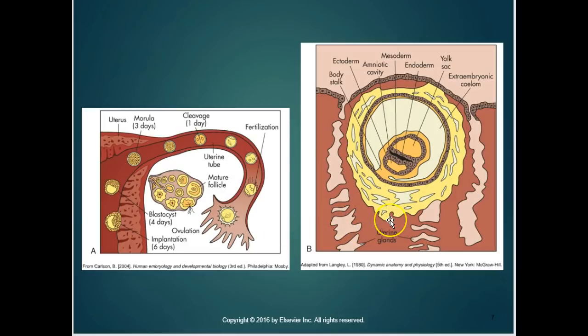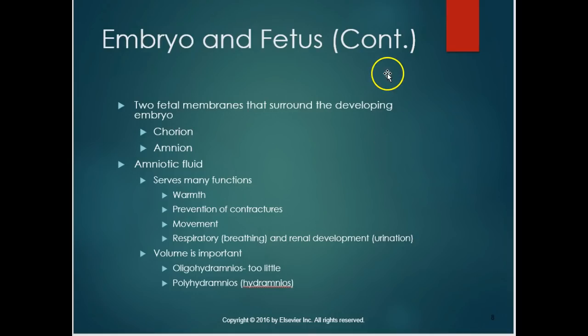It's getting oxygen and nutrients from the uterine lining, and this will continue to take place until the placenta takes over at the end of the first trimester. The embryo and the fetus. So there are 2 membranes surrounding the embryo. One is the chorion, and the other is the amnion. I'm going to show you a picture in a second. And then there's going to be amniotic fluid.